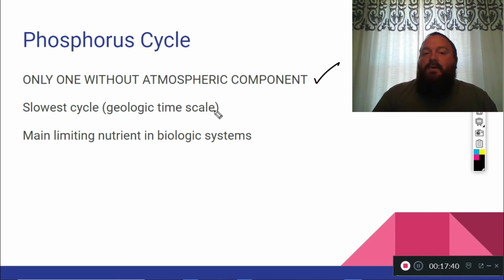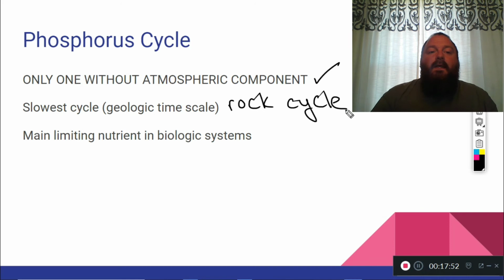It's also the slowest cycle. It's geologic because it relies on the rock cycle in order to occur. The phosphorus is trapped within rocks. The rocks have to physically and chemically weather to release those phosphates. It's the main limiting nutrient because of that. Since it's taking geologic time, it's going to take hundreds of thousands of years for that phosphorus to be released.